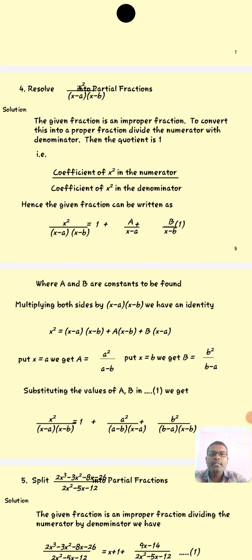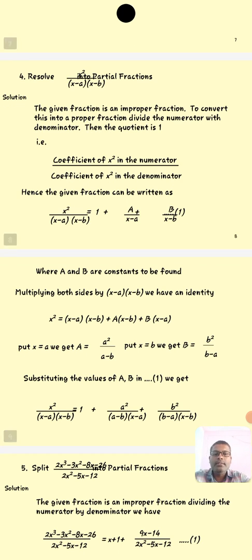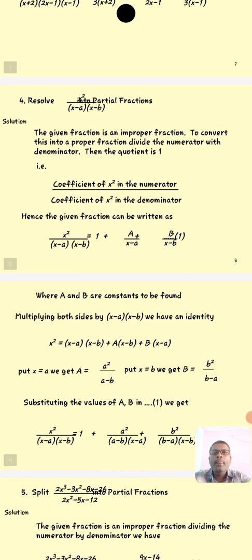Whenever the improper fraction is there, what is the condition? We have to divide the numerator with the denominator, take the quotient, then after that convert it to a proper fraction, then after that we can resolve it into a partial fraction. So you observe the given fraction is an improper fraction. To convert this into a proper fraction, divide the numerator with the denominator, then the quotient is 1. That is the coefficient of x square in the numerator divided by the coefficient of x square in the denominator.